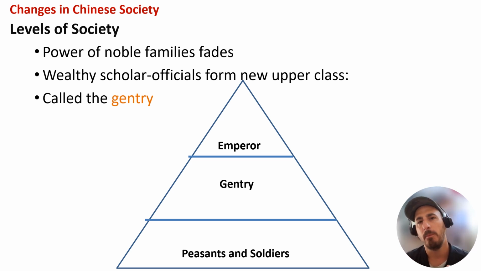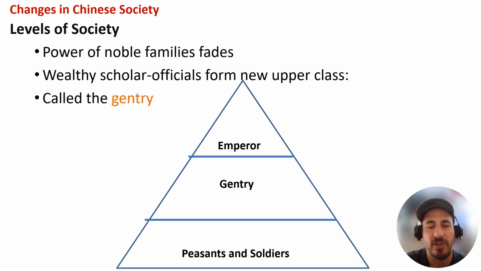So as China progresses into these dynasties, the power of noble families starts to fade. This is a similar thing that happened in Europe. And who starts to get power? Well, first of all, the emperor still has power, right? He's on the top of society. But this new group of people with wealth starts to become very important in the society.